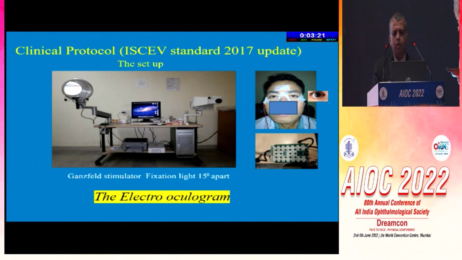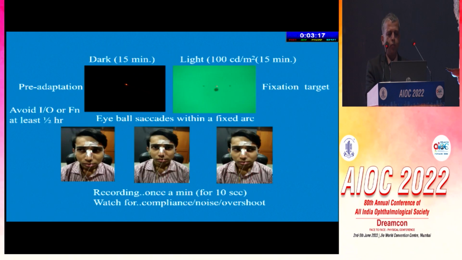The clinical protocol for electrooculogram, that is in 2017, is how the setup looks like. Here the electrodes are placed at the outer and inner canthus, and the subject makes excursions between the stimulus kept at 15 degrees apart, that is around 30 degrees. So 15 minutes in the dark and 15 minutes in the light adapted condition. The testing takes around 30 to 45 minutes. In every minute, the eye movements are done for 10 seconds.